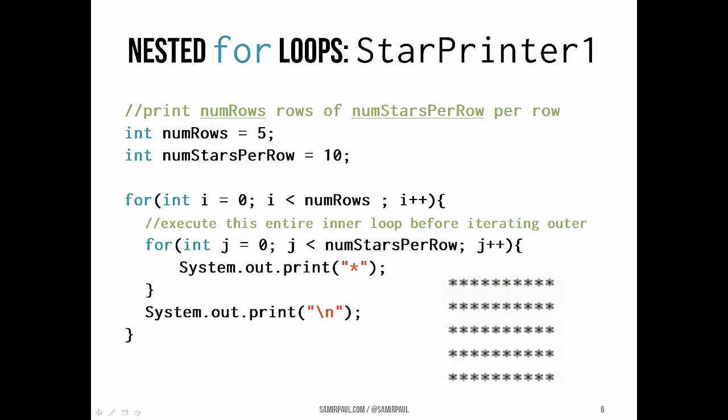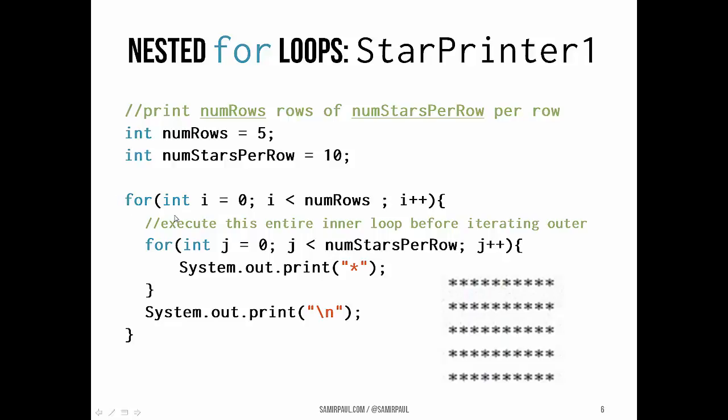Let's take a look at a couple of examples of for loops that print things. So here's an example of star printer 1. We're going to print a set of stars that will look like this, 5 rows of 10 stars each. Here we have some nested for loops. Okay, so we have one for loop inside another for loop. We have an outer for loop and an inner for loop.